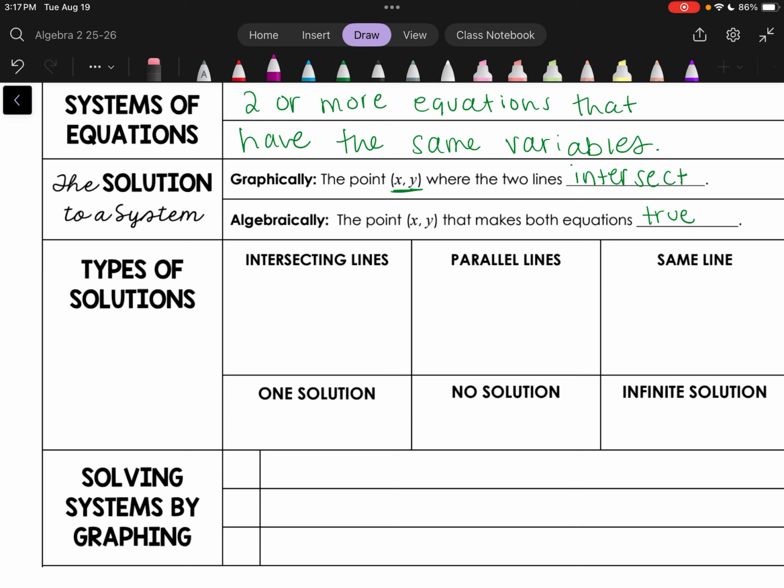So you could have just two intersecting lines. These could be any type of two intersecting lines. And then you would only have one solution, and you'll write that as an ordered pair. So it'll be x comma y.